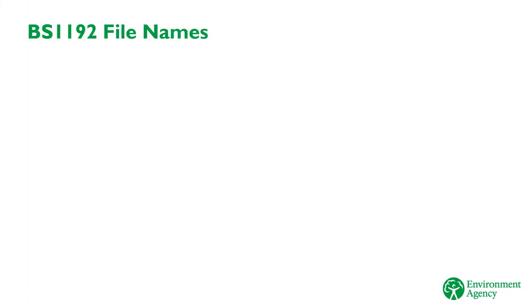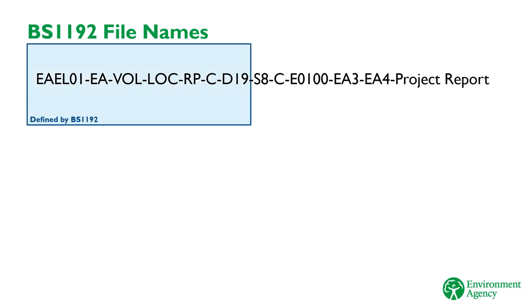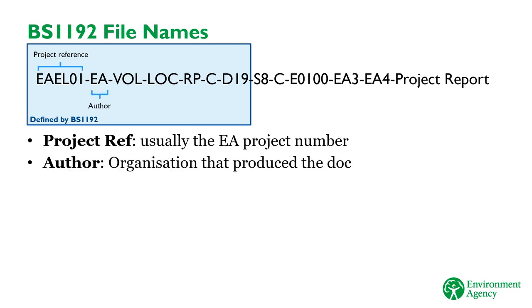As we've just seen, the first 7 fields of the file name are defined by BS 1192. This means that they're required on any BIM project, regardless of the client. The first of these fields is the project reference. This is a unique number that applies to the project. For EA projects, this is usually the EA project number allocated from the finance team to record project costs. The second field is the author. This is the name of the organisation that produced the document. Here you can see the code is EA, for Environment Agency, which means we wrote the document.